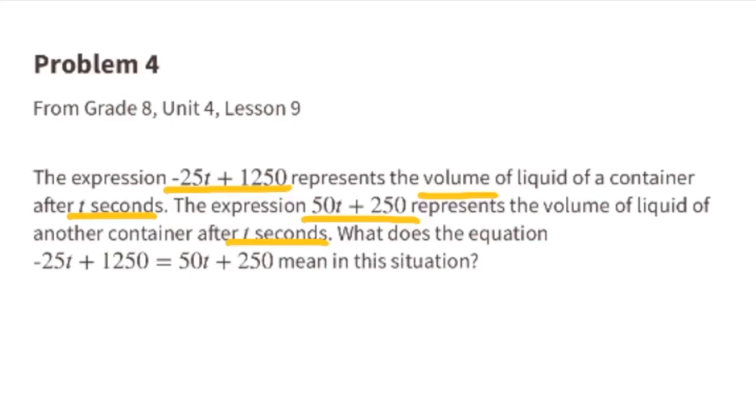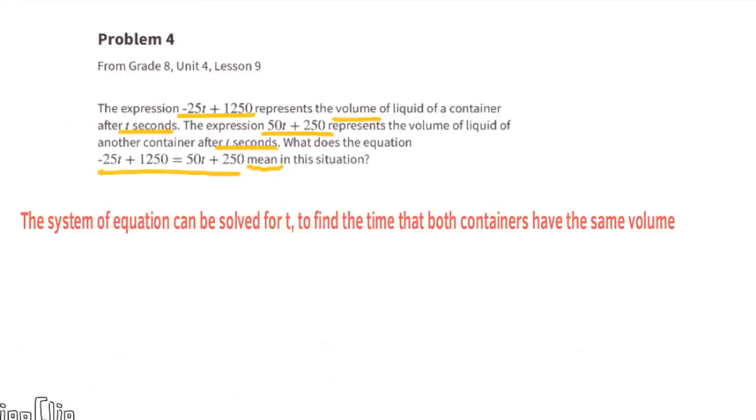The expression 50t plus 250 represents the volume of liquid of another container after t seconds. What does the equation negative 25t plus 1,250 equals 50t plus 250 mean in this situation? The equation can be solved for t to find the time that both containers have the same volume.